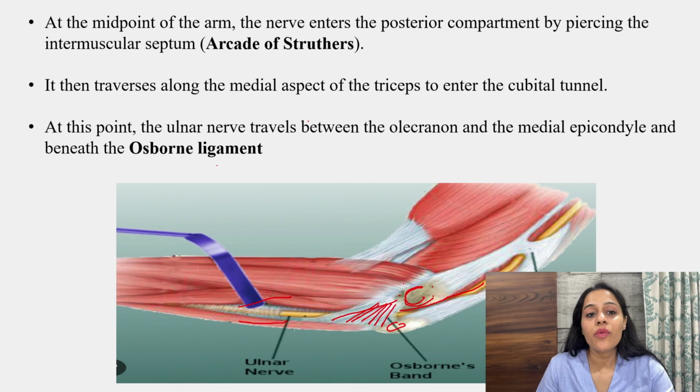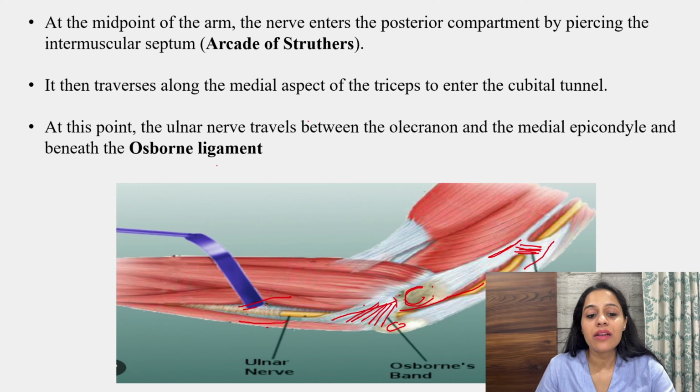It can also get compressed beneath the arcade of Struthers. This is the arcade of Struthers, which is present in the distal arm, between the medial head of the triceps and the medial intermuscular septum. So this is the second region where the nerve can get compressed. The cubital tunnel is the most common site of compression of the ulnar nerve.